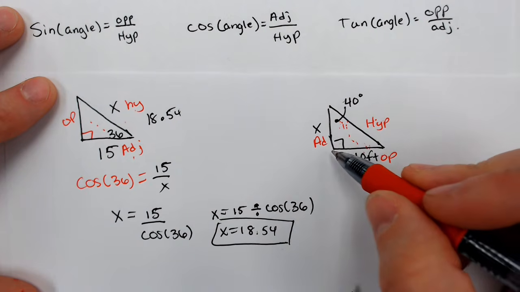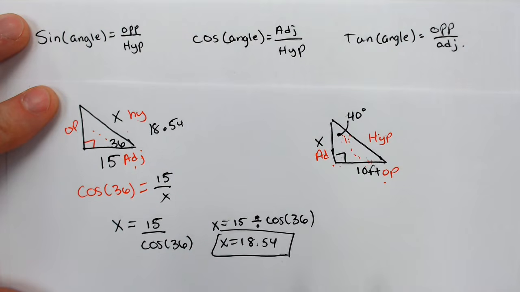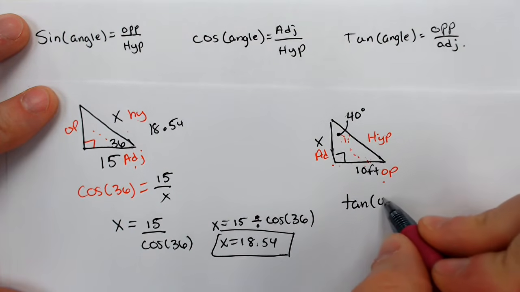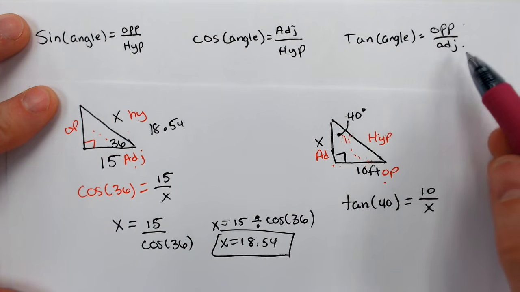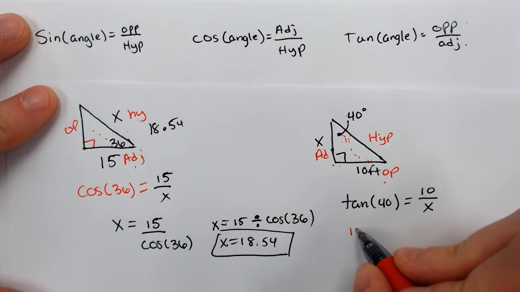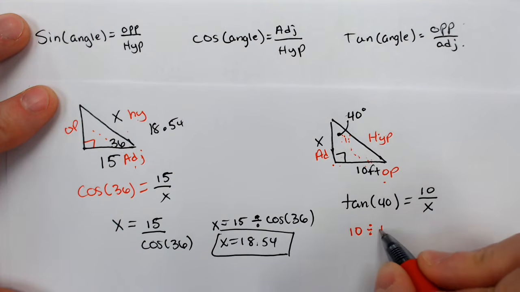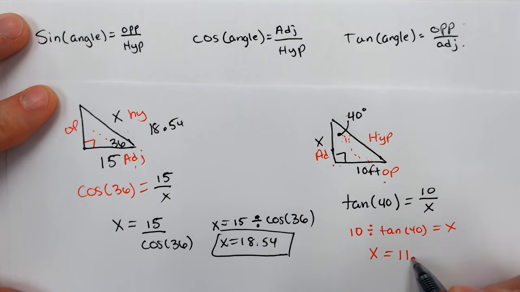We have opposite and adjacent, and we're looking for the opposite. That's tangent. So tan of the angle 40 would equal opposite over adjacent. X is on the bottom, so we have to divide instead of multiply. So 10 divided by tan of 40 gives us x, and x is 11.92.